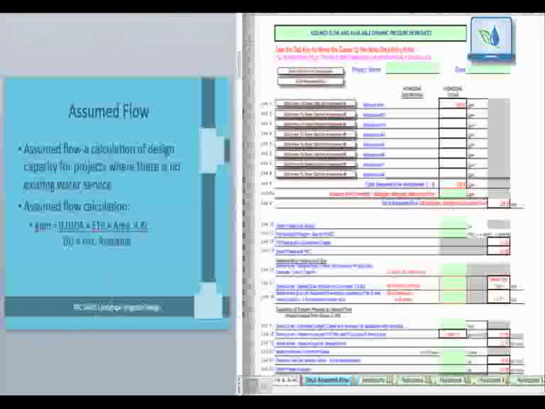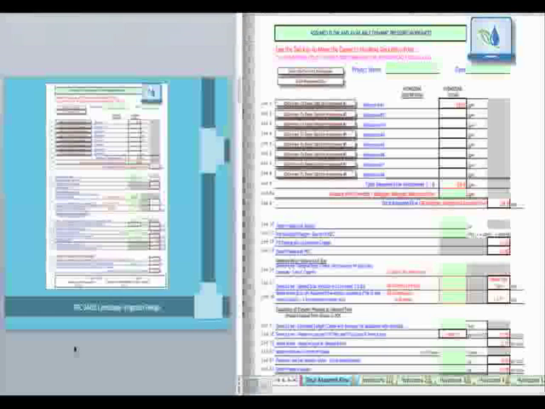So assumed flow, again, is the calculation of a design capacity for a project where there's no existing water service. And it utilizes this calculation of gallons per minute with this constant of 0.0104, which just gets you to the units of gallons per minute. Reference ET, area of the project, crop coefficient of the plant material, distribution uniformity of the irrigation system, and the hours available for irrigation. And you may wonder if there's a worksheet to use for determining assumed flow like we did with metered municipal systems.